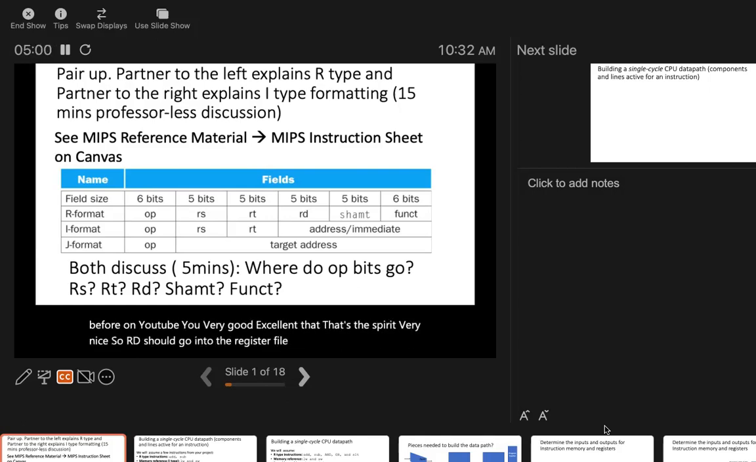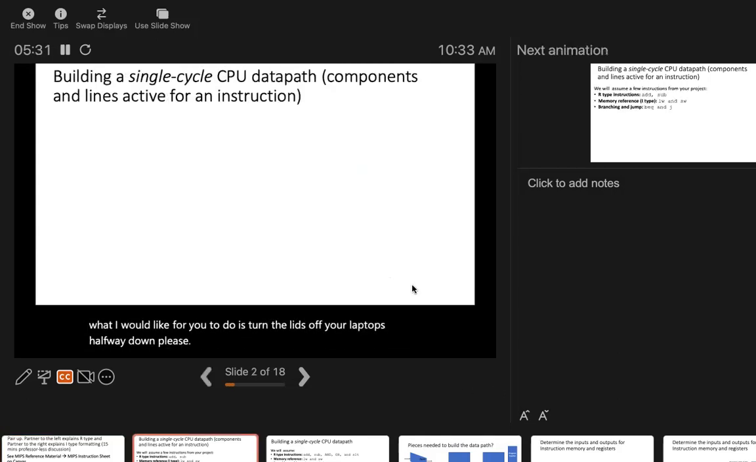So here's what we are going to do next. Using these encoding types and one format at a time, we are going to build our hardware. Building the hardware requires a little bit of pencil and paper because now you'll be in the shoes of computer architects. Architects initially make their blueprint using pencil and paper. They do a lot of drafting. Therefore, I would like you to turn the lids of your laptops halfway down, please. Okay, excellent.